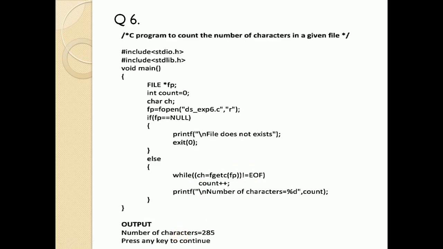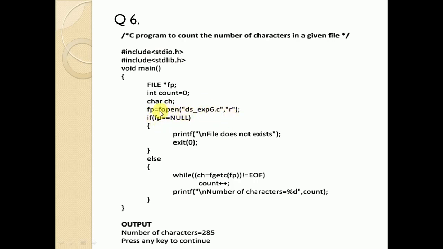Next question, that is, a C program to count the number of characters in a given file. Now we are counting the number of characters which are there in a file. So here we have taken the FILE *fp, a file pointer. Then for counting purposes we have taken the integer variable count equal to 0, and one character variable ch. Then the file pointer fp first opens the file, that is ds_exp6.c, in reading mode.